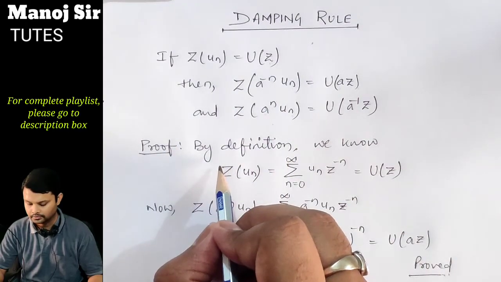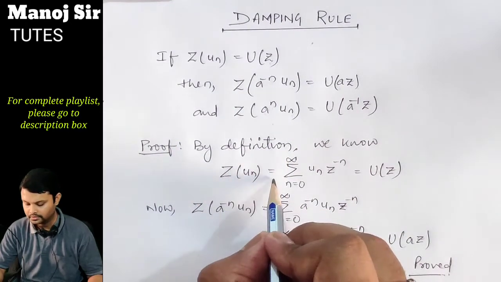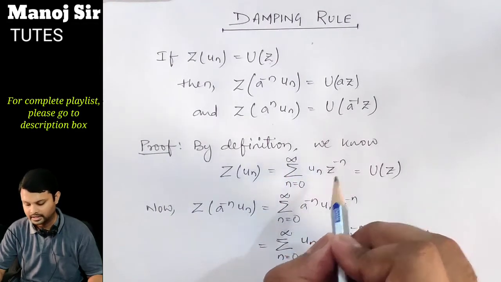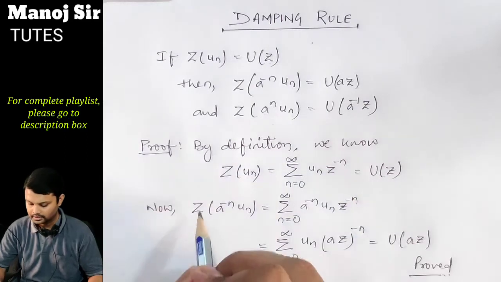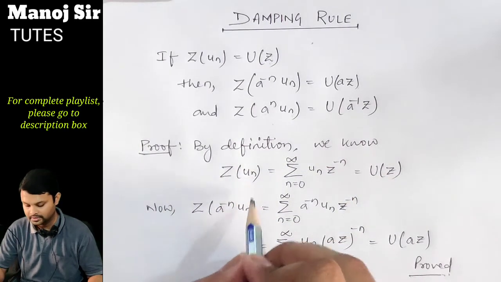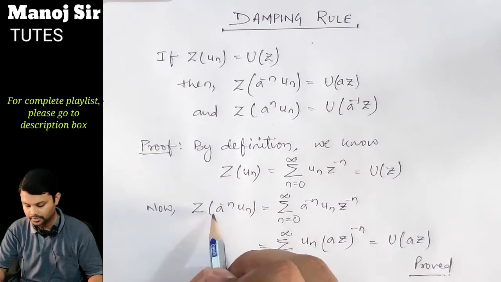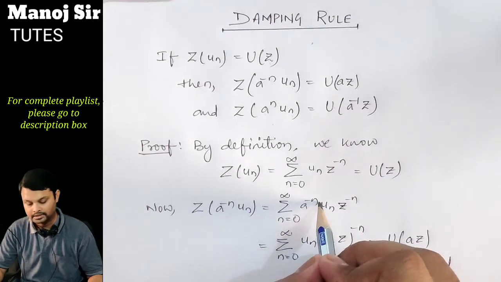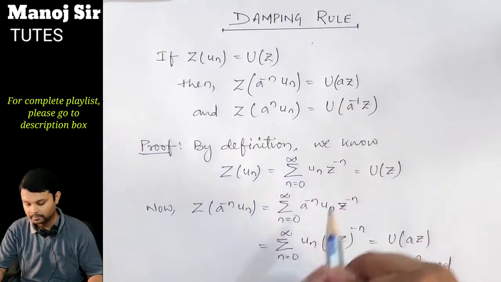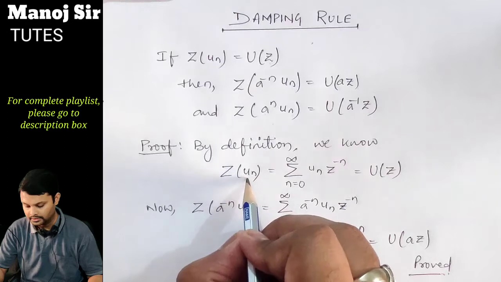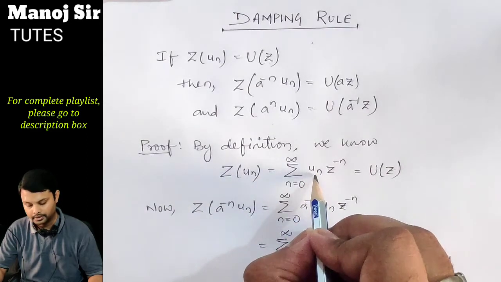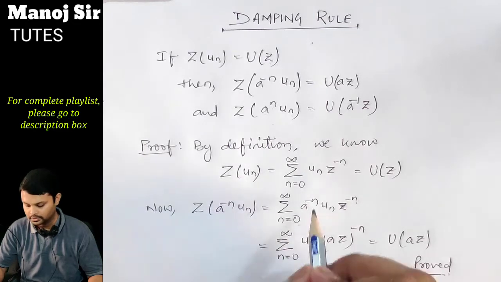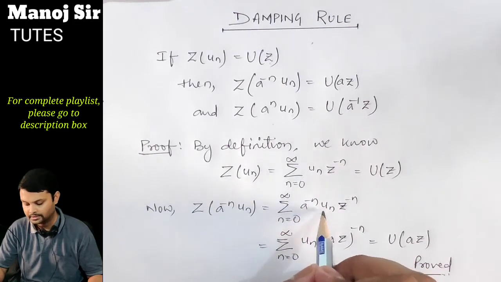By definition of Z transform, we know that Z transform of Un is equal to summation n equal to 0 to infinity Un Z power minus n, and that is equal to U of Z. Okay. Now we are multiplying A power minus n with this Un. That is, Z transform of A power minus n into Un equals summation n equal to 0 to infinity A power minus n into Un Z power minus n. Here we had Un, but in this case we need to write A power minus n into Un.